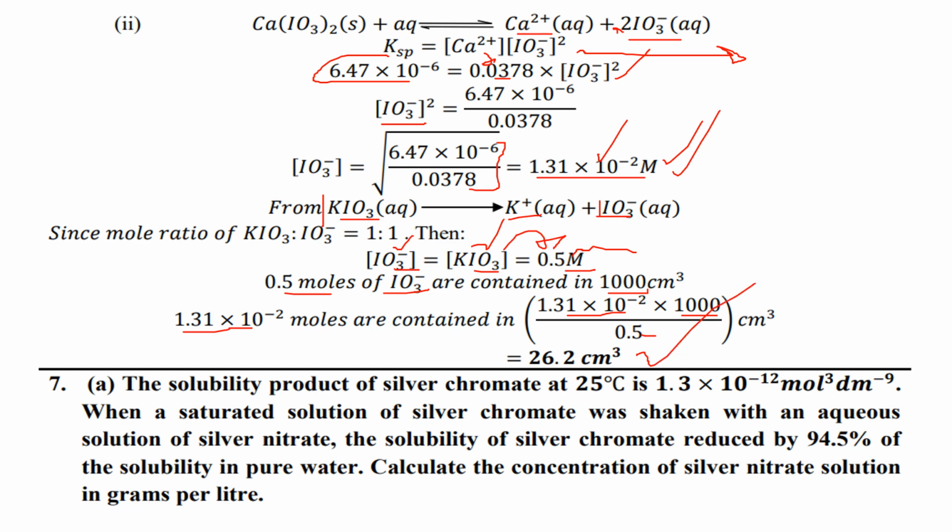Now going to the third last question, we are provided that the solubility product of silver chromate at room temperature is 1.3 exponential negative 12. When a saturated solution of silver chromate was shaken with an aqueous solution of silver nitrate, the solubility of silver chromate reduced by 94.5% of its solubility in pure water. Now we are prompted to calculate the concentration of silver nitrate solution present in terms of grams per liter.